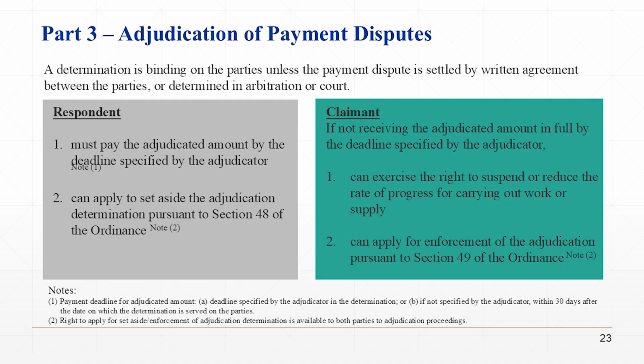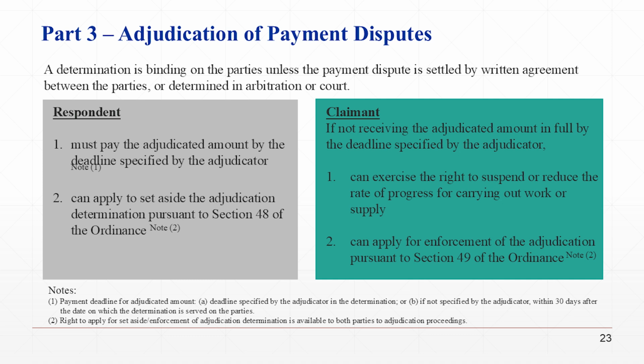A determination is binding on the parties unless the payment dispute is settled by written agreement between the parties or determined in arbitration or court. The respondent must pay the adjudicated amount by the deadline specified by the adjudicator. The payment deadline for the adjudicated amount is, a. the deadline specified by the adjudicator in the determination, or b. if not specified by the adjudicator, within 30 days after the date on which the determination is served on the parties.